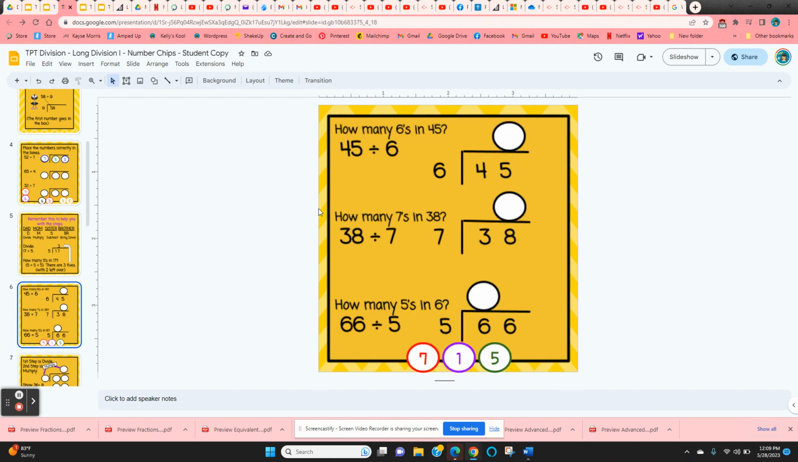So the next step all the students are going to be doing is looking to see how many times. For this first one, 6 goes into 45. So 6 goes into 45 7 times. 7 goes into 38 5 times. And there will be some left over, but this is just the first step, which is division. And 5 goes into 6 1 time.